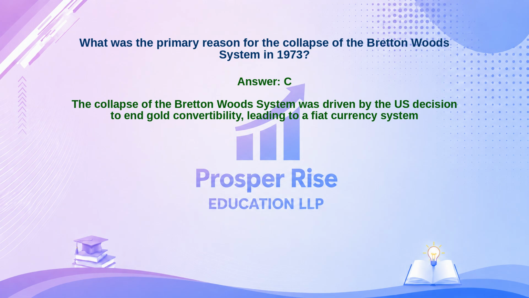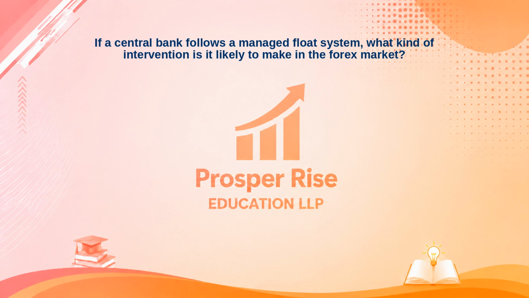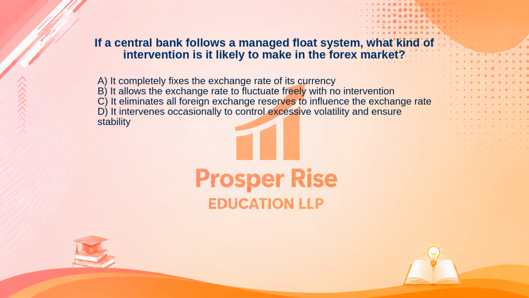fiat currency system. If a central bank follows a managed float system, what kind of intervention is it likely to make in the Forex market? Here are your options. A. It completely fixes the exchange rate of its currency. B. It allows the exchange rate to fluctuate freely with no intervention. C. It eliminates all foreign exchange reserves to influence the exchange rate. Or D. It intervenes occasionally to control excessive volatility and ensure stability.